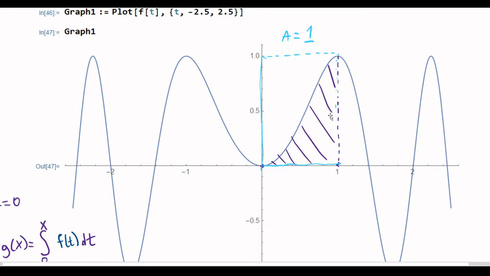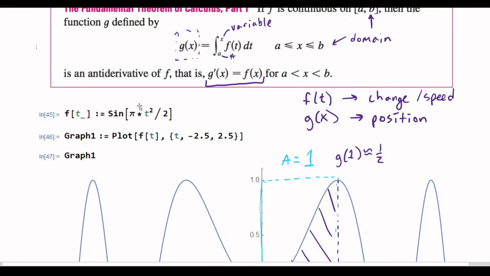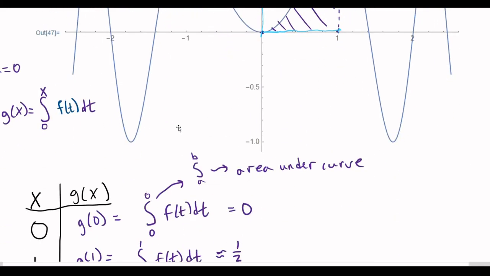So just guesstimating from this picture, we can actually do the calculation. It looks like g of 1 is about a half, because it looks like that purple shaded region fits in about half that box. Okay, great. We're going to go over to Mathematica and actually calculate these in a second using the integral, because we actually haven't talked about how I actually integrate this thing. So don't worry about that right now.